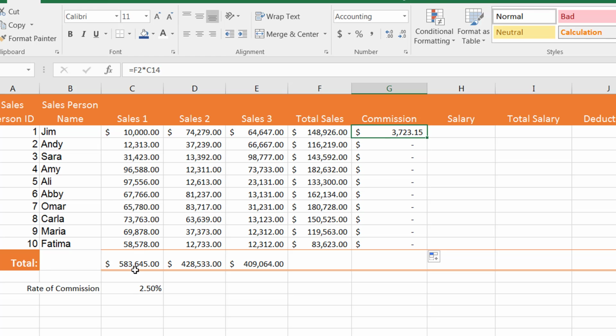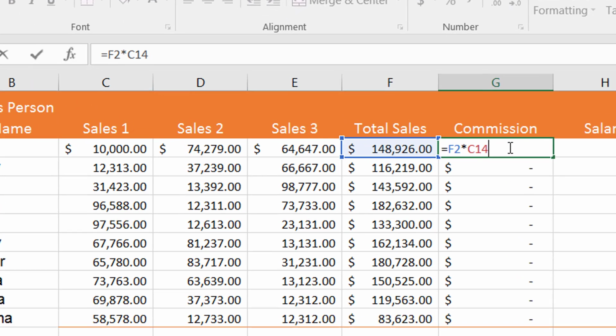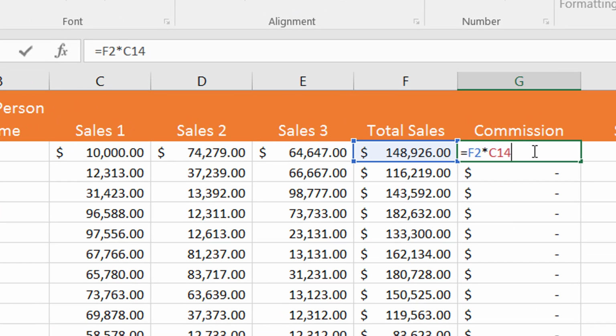However, what I want to do is fix the rate of commission to 2.5%, and I only want my total sales to keep changing. This is where you apply absolute cell referencing. So you can actually fix one of the two cells or all cells to be the same when the formula gets copied. So I want C14 to stay at C14, but F2 to change to F3, F4, and keep going like that.